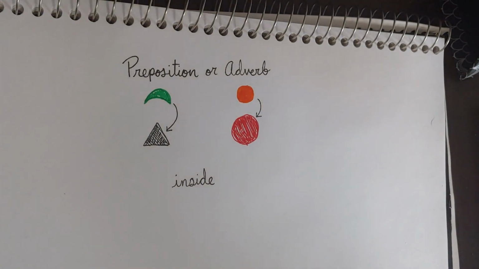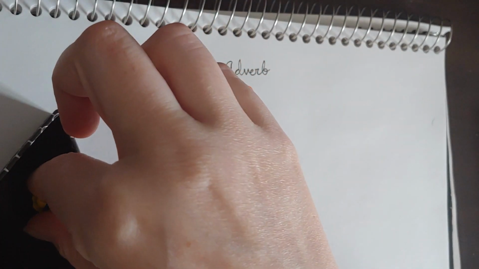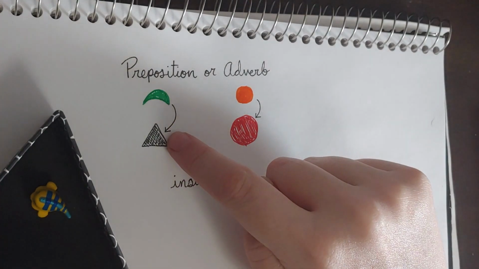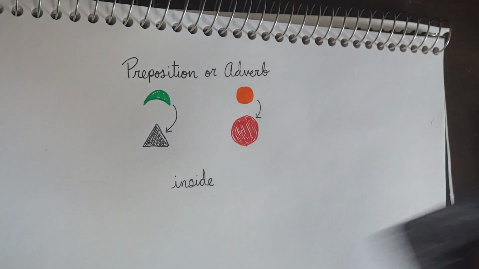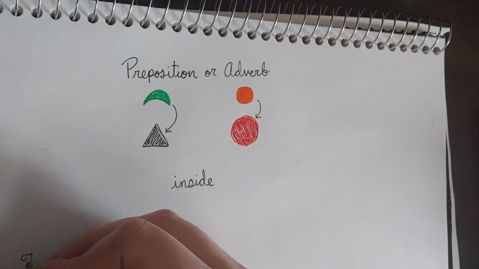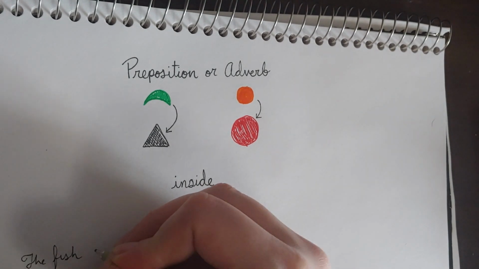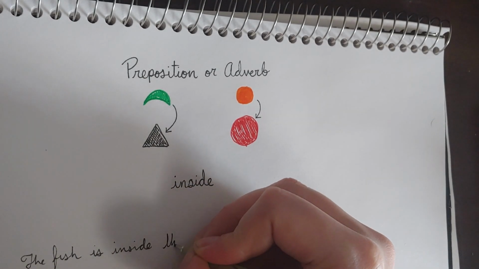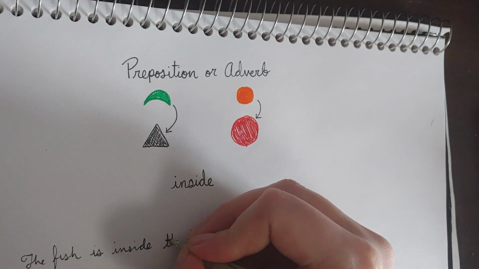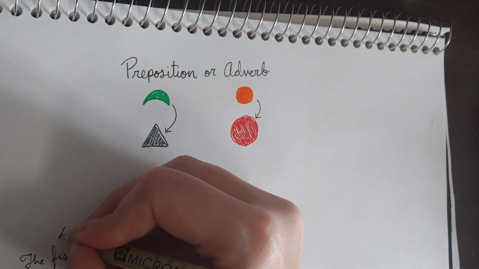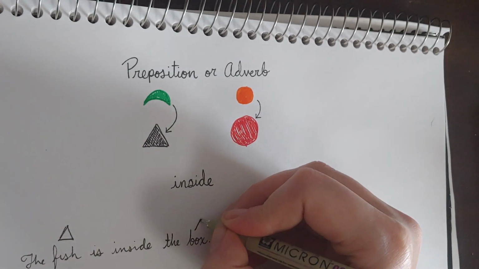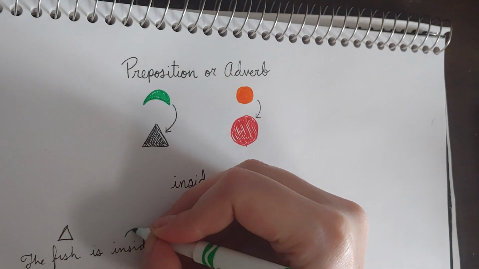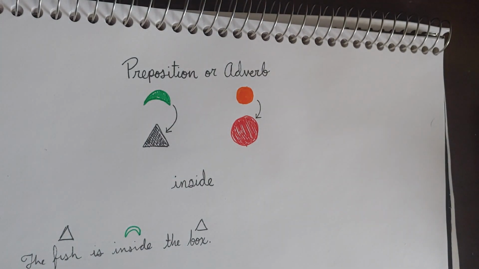If I say, the teeny fish is inside the box, that is telling us the relationship between the box, a noun, and the fish, also a noun. So let's write that over here. The fish is inside the box. Okay, in that case, we've got our noun of fish, we have our noun of box, and therefore, the word inside is a preposition telling us the relationship between the two of those.